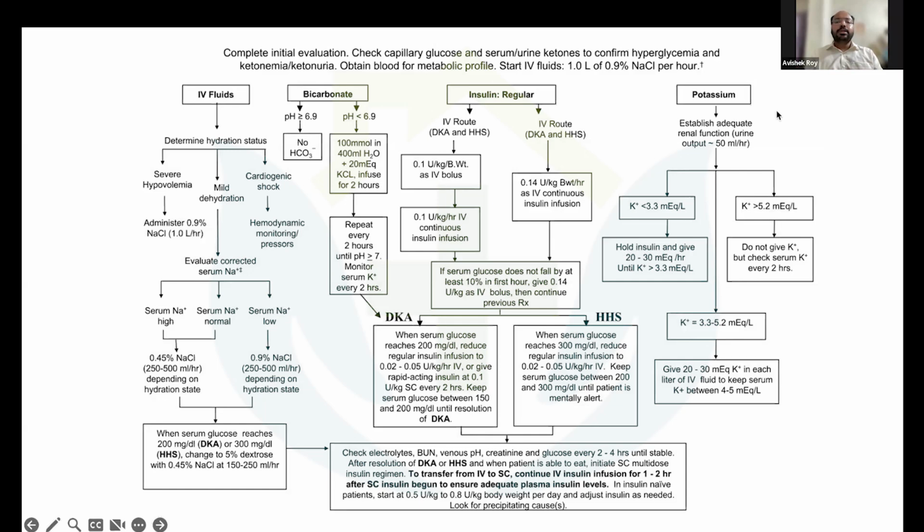This is the overall management strategy. You should start insulin when you find a DKA patient, preferably by the IV route, 0.1 units per kg body weight as a bolus, followed by 0.1 IV infusion. You monitor the sugars and monitor the ketones. The rate of ketone drop should be about 0.5 to 1 unit per hour.